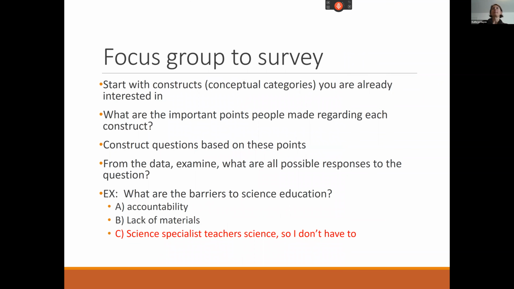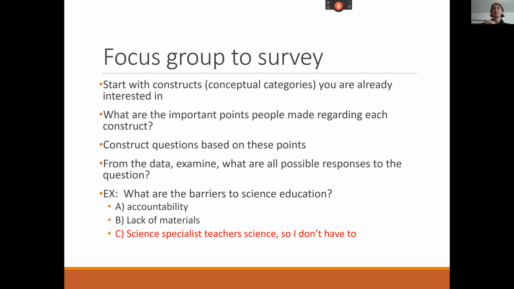So the first thing I want to talk about is taking a focus group interview and creating a survey out of that, since several of you are doing that. Remember, always, of course, the first thing to think about is your research question. That should be second nature by now. So what is your research question?